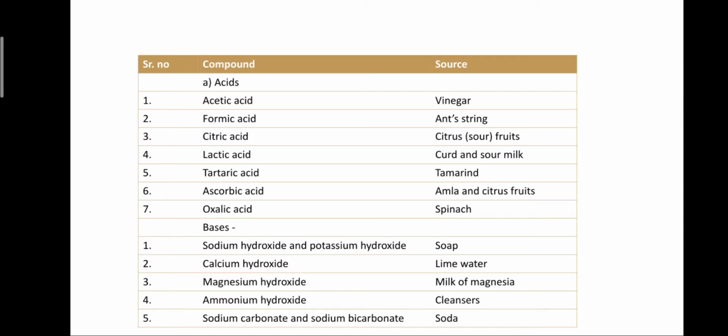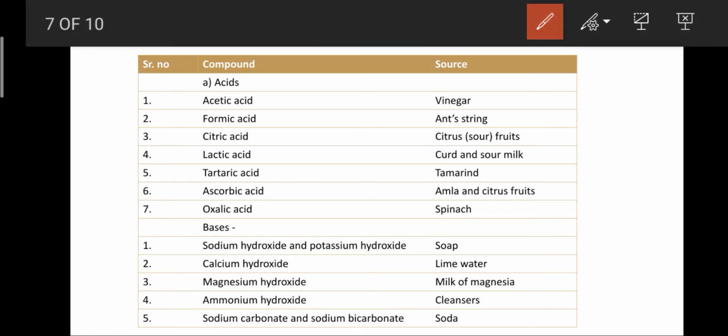Now let us take a look why we are reading about acids and bases, because they are an essential part of our life. Let us take a look at acids. Acetic acid is found in vinegar, which is also called sirka in Hindi. Formic acid is found in ant stings or insect stings, meaning whenever an ant or a wasp bites you, it injects formic acid into your body. Citric acid is found in all sour fruits like lemon, orange, etc. Lactic acid is found in milk and milk products like curd and sour milk.